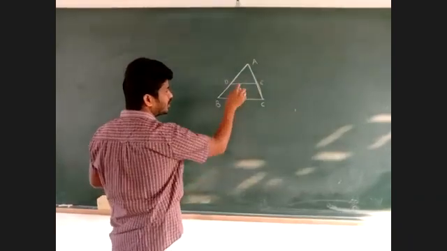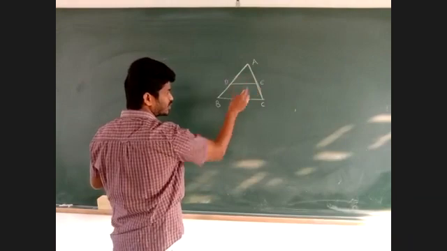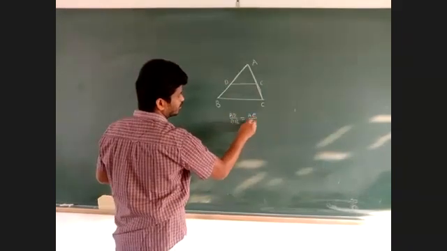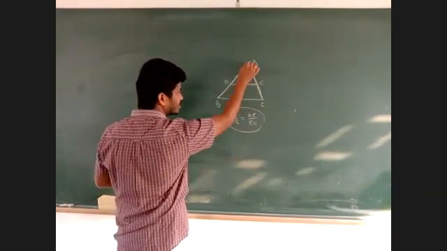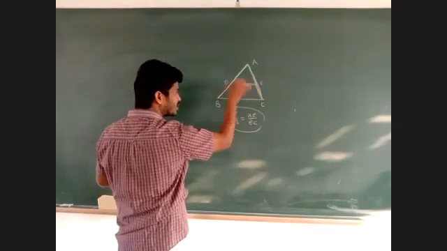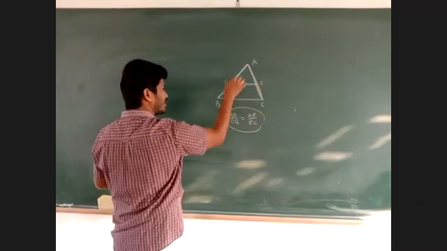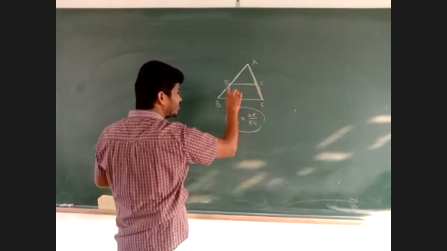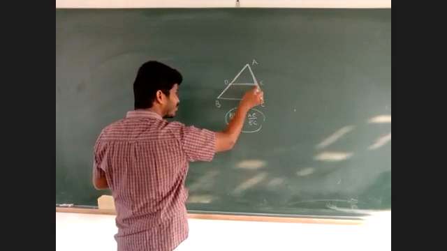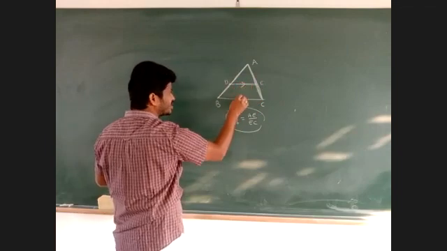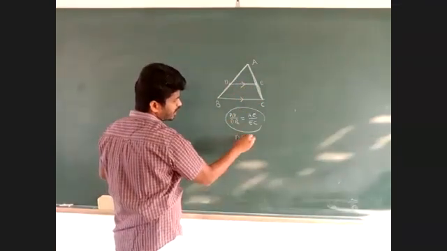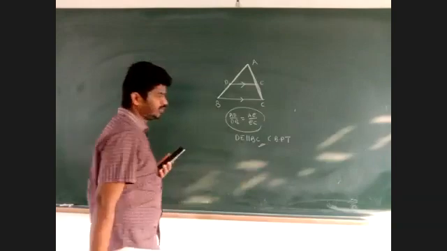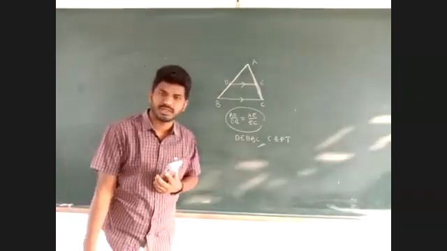This line divides any two sides in the same ratio, which means AD by DB equal to AE by EC. Same means equal to. If these two sides are divided in the same ratio, then we can say that DE is parallel to BC, according to converse of basic proportionality theorem.